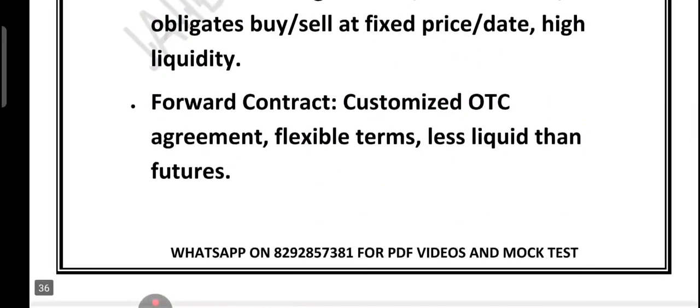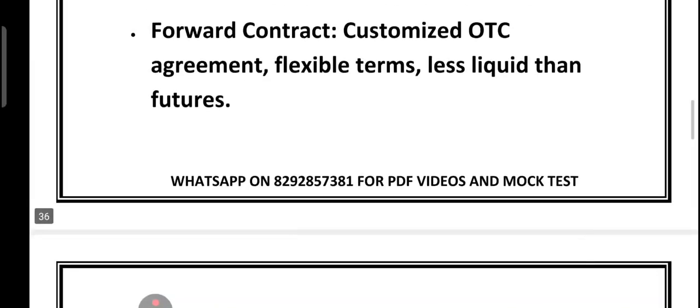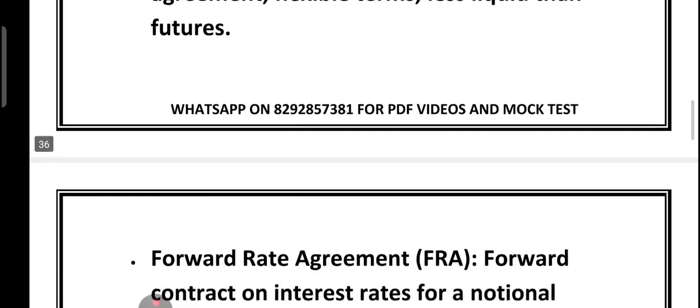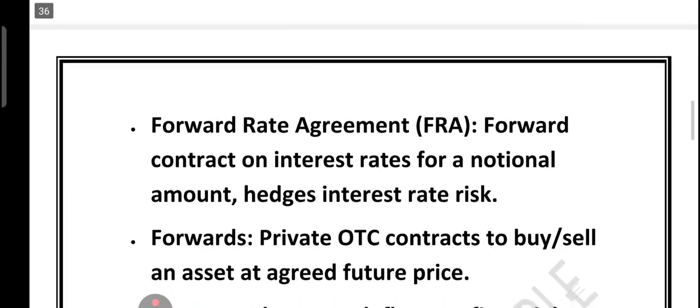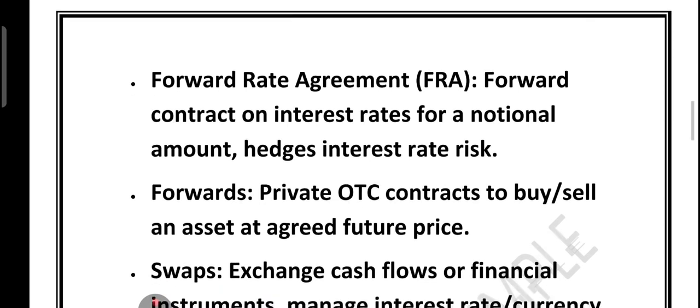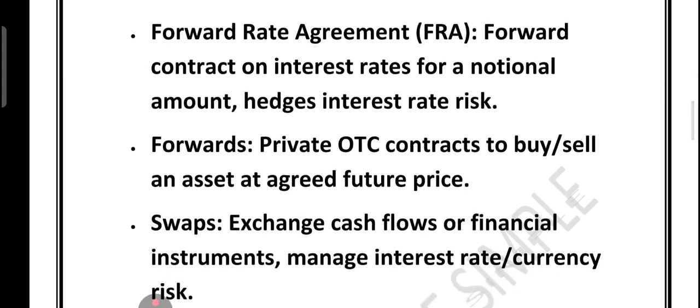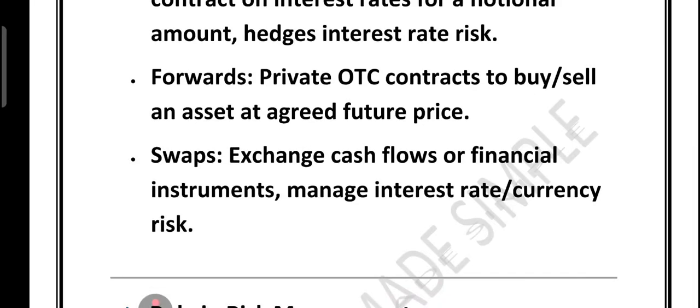Then we have the forward contract. A forward contract is a customizable over-the-counter deal. Future is standardized, while a forward contract is an OTC deal. They have flexible terms, and in terms of liquidity, as compared to futures, they are less liquid. Third, we have the FRA, forward rate agreement. This is a kind of forward contract on interest rate for a notional amount, and it helps in hedging the interest rate risk. Then we have the swap.